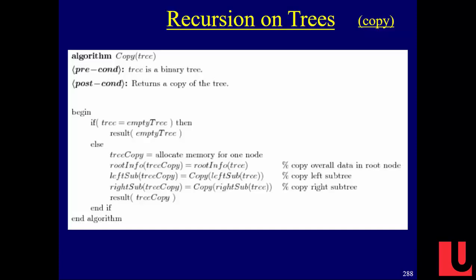Otherwise we take the root and we allocate memory for one node, right? And we copy all the information that's in the root over to our new node. And then we recurse on the left, building the tree, and then our new node copy is pointing at what's returned here, right? And then we recurse on the right, and we get our copy. The right subtree of our copy is going to be what's returned. Yeah?